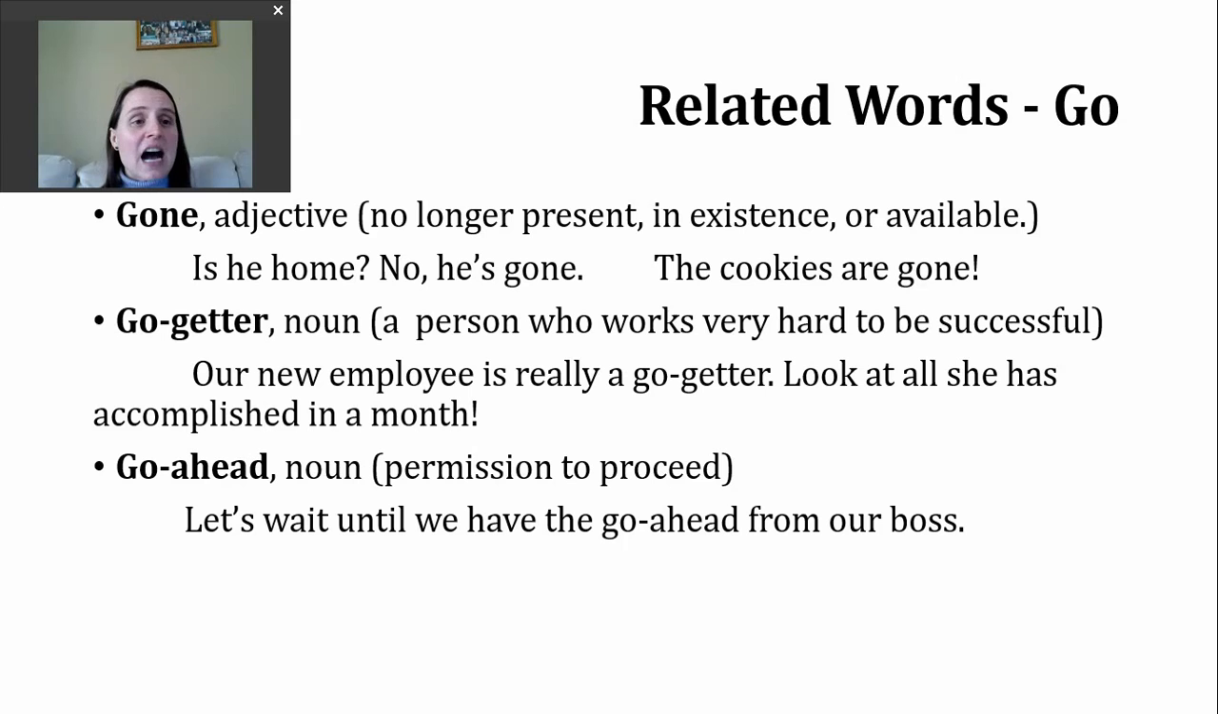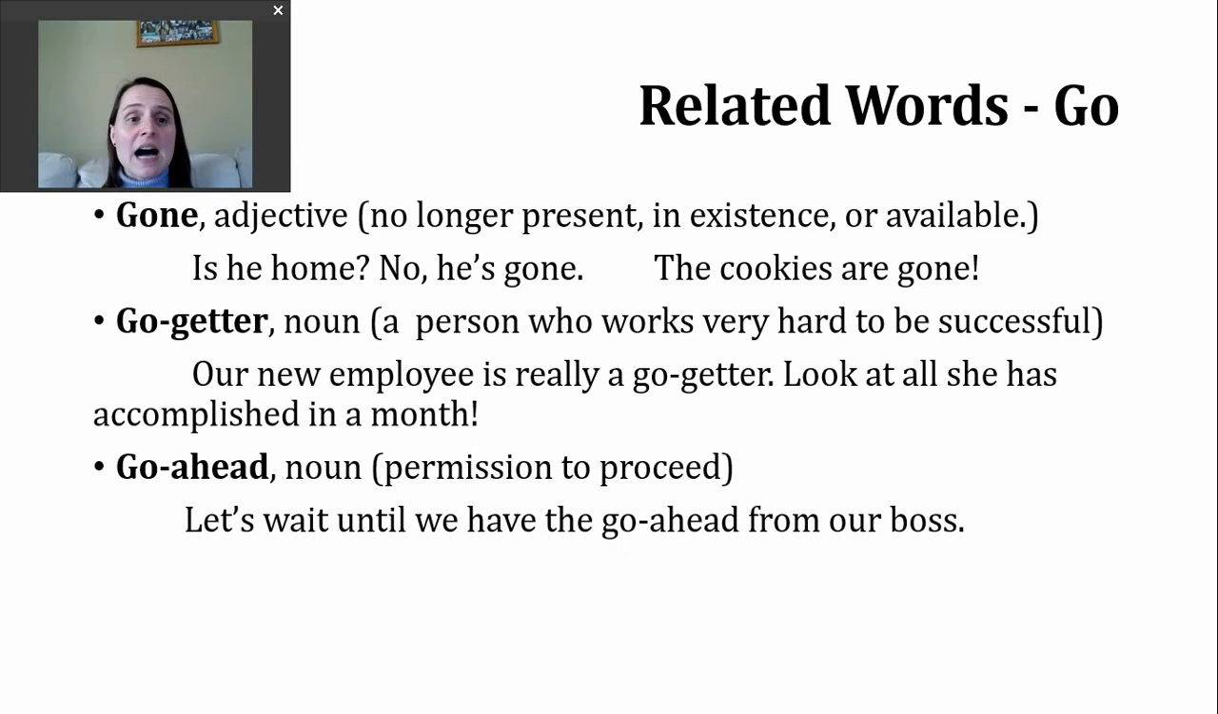The first is a word you should recognize. It's gone. And you might remember I told you that it was the participle form. So has gone, have gone. But gone could also be an adjective. And its meaning could be that something is no longer present, no longer in existence, or no longer available. I'll give you a couple examples of these meanings.